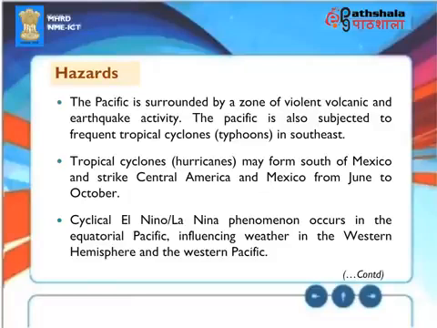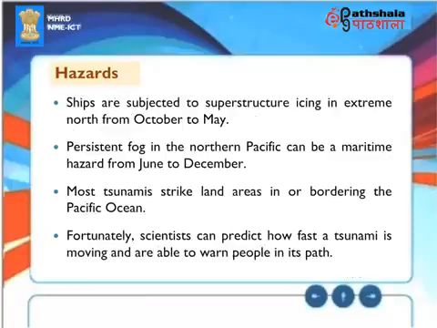Cyclical El Nino or La Nina phenomenon occurs in the equatorial Pacific, influencing weather in the Western Hemisphere and the Western Pacific. Ships are subjected to superstructure icing in the extreme north from October to May. Persistent fog in the northern Pacific can be a maritime hazard from June to December. Most tsunamis strike land areas bordering the Pacific Ocean. Fortunately, scientists can predict how fast a tsunami is moving and are able to warn people in its path.